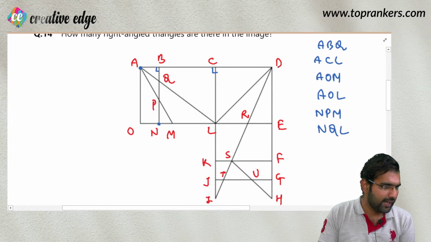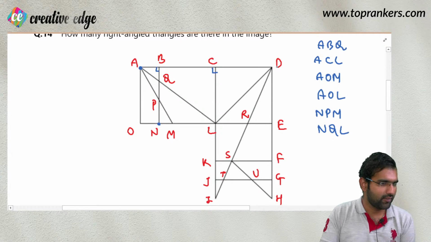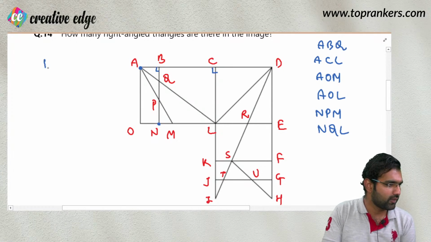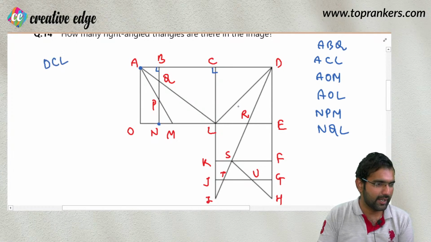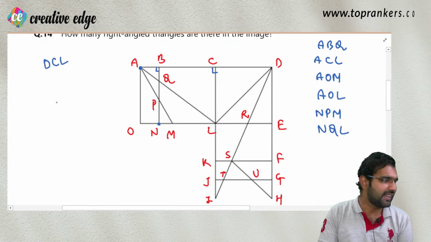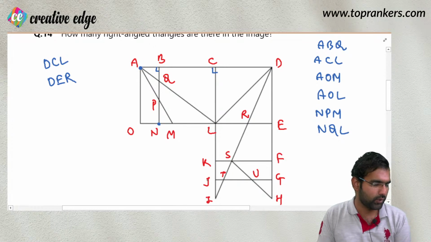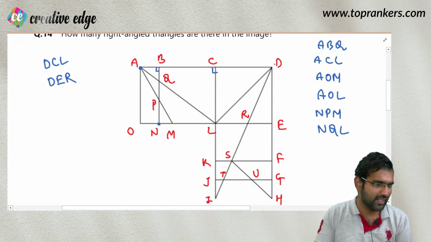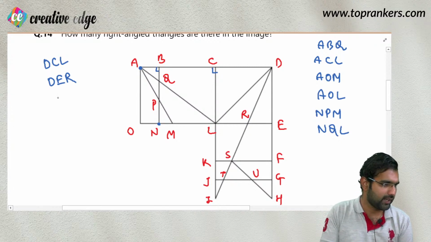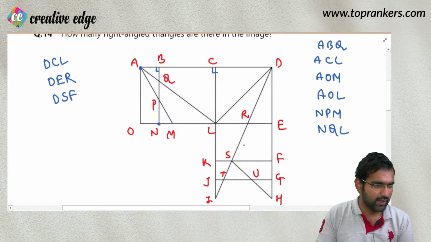Then what I do is I start with the D vertex now. When you start with D, shall I say DCL could be one of the right angle triangles? DCL I'm talking about. Shall I say DER should also be one of the right angle triangles we are looking at? DER I'm talking about. Well, with D I'm seeing a few more possibilities. What do I mean by that? Shall I say DSF should be another right angle triangle which we all are seeing, DSF.